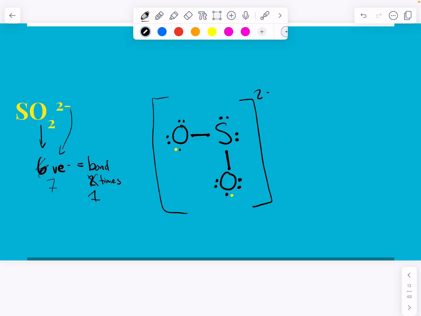So this would be an example of where we'd say that the sulfur has 2 bonded pairs and 2 lone pairs. A lot of times when we're counting bonding and lone pairs, we're focused on just the one in the center.